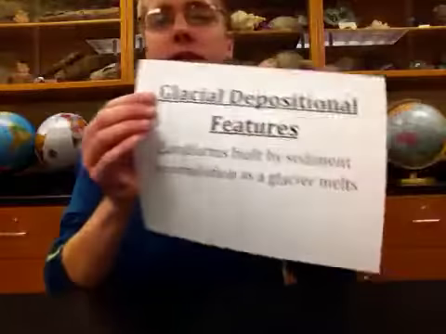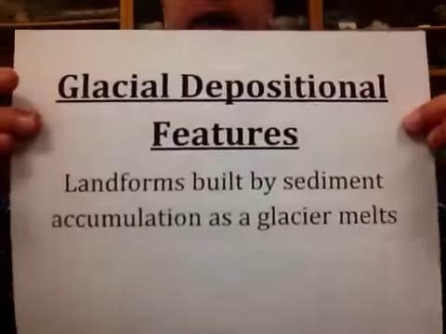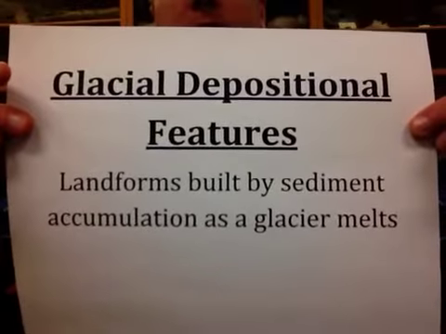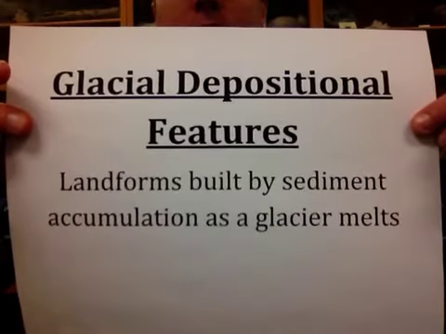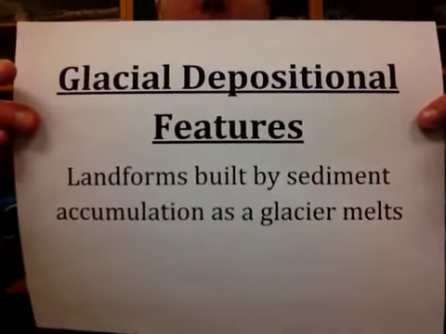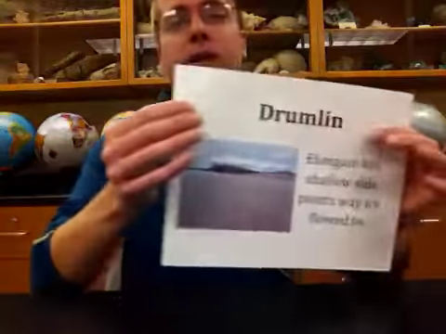Glacial depositional features are things in a landscape that have been built by sediment accumulation as a glacier melts. So here we're typically looking at the lowlands out away from the mountain, where the temperature, as you come to lower latitudes, has increased and the ice begins to melt away.